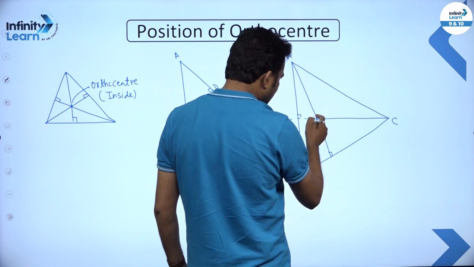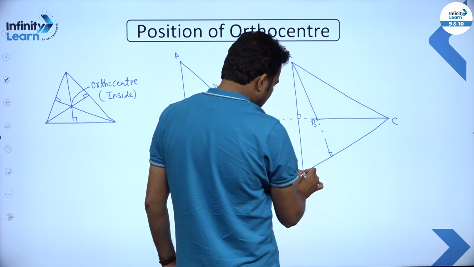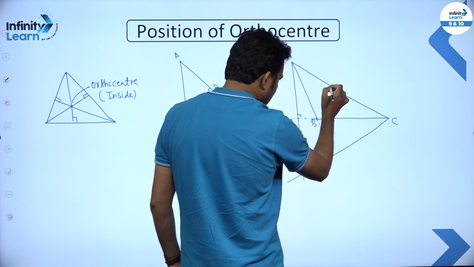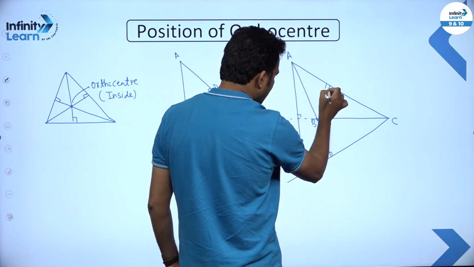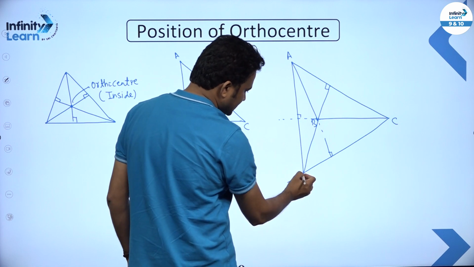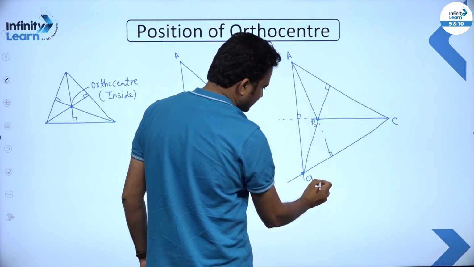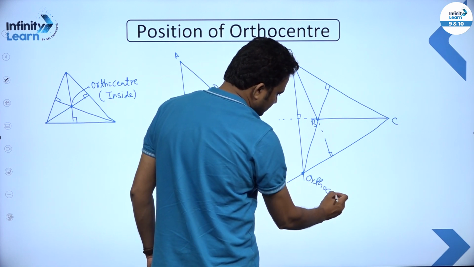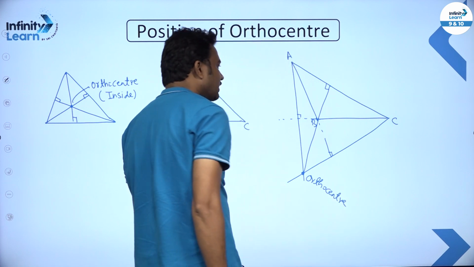Now, if I draw the altitude from B like this, and when we extend this altitude in the backward direction, then we will get the intersection point. So, this is the position of orthocenter. So, in this case, orthocenter will lie outside the triangle.